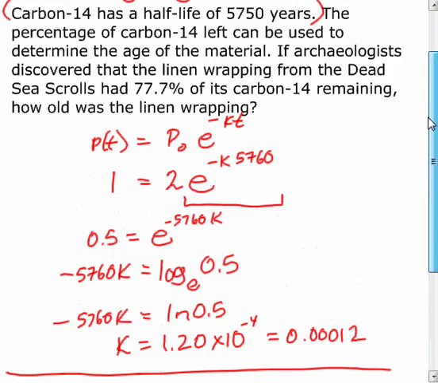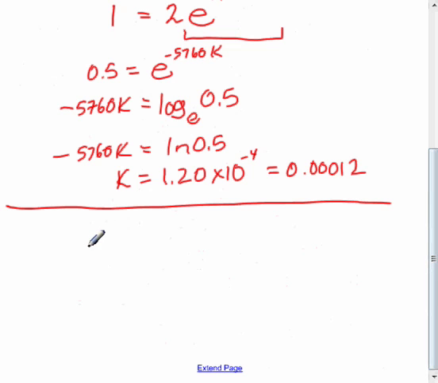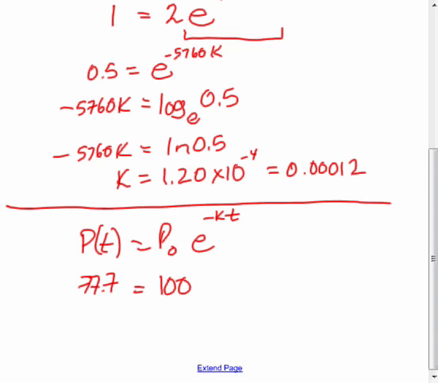So if they say that the Dead Sea Scrolls have 77% remaining, then I can determine how old they are, or figure out what their time was. Here's my formula. P of t equals P0 e to the minus k times t. So they're saying they have 77% left. If they started with 100%, now they're at 77.7%. E to the minus k, which I just figured out, 0.00012 times time. And I would solve this one just the same as I've done all the other ones. So I need to isolate this part.